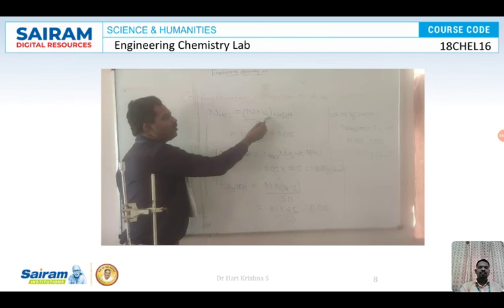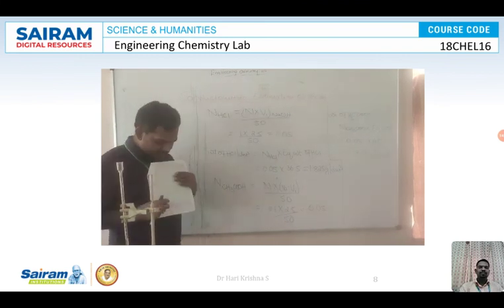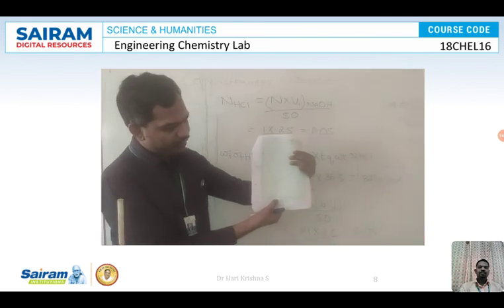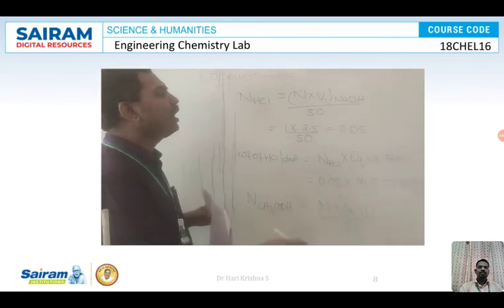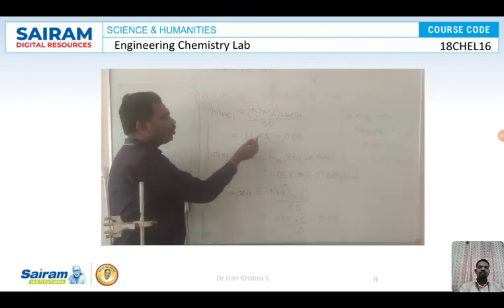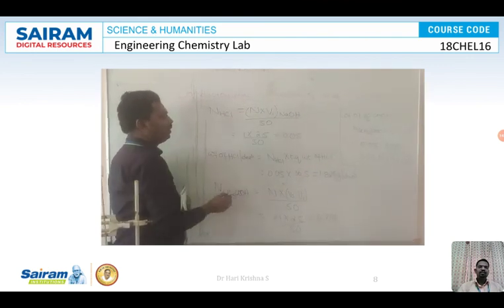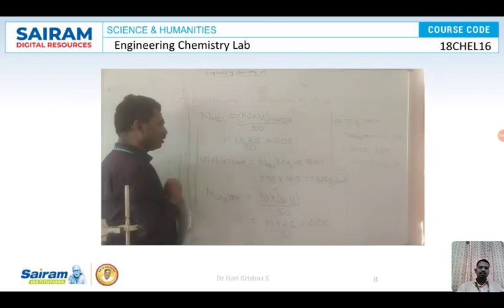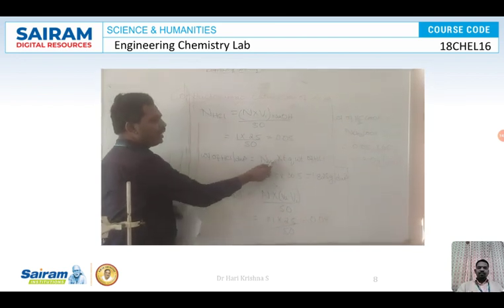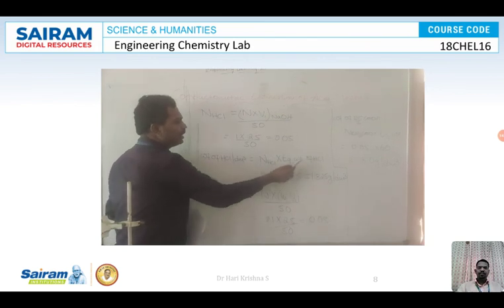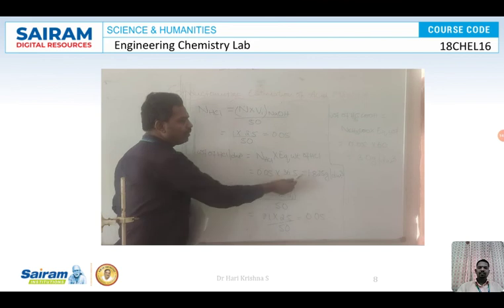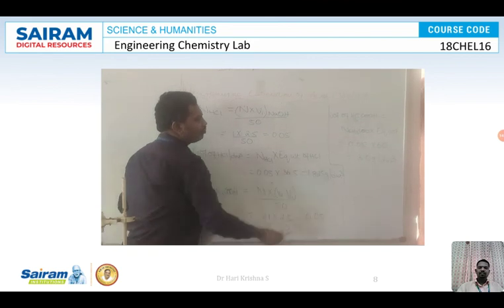The volume of NaOH, V1, required to neutralize HCl, we get from the graph: it is 2.5. We substitute that value here. Normality of NaOH is 1 normal, and the volume taken is 50. We get 0.05 normal. The weight of HCl per dm cube is the normality of HCl into the equivalent weight of HCl. The equivalent weight of HCl is 36.5. When we multiply, we get 1.82 gram per dm cube.